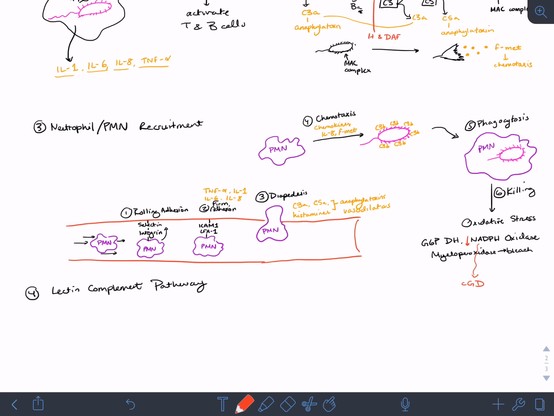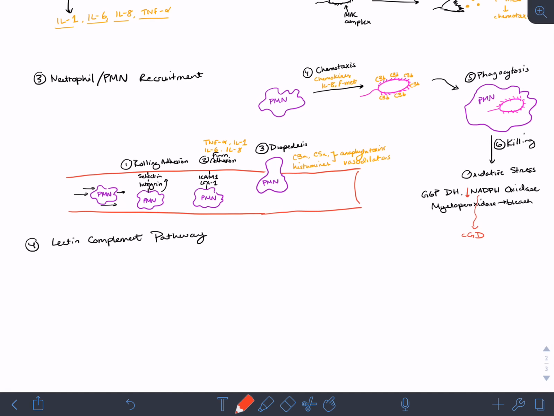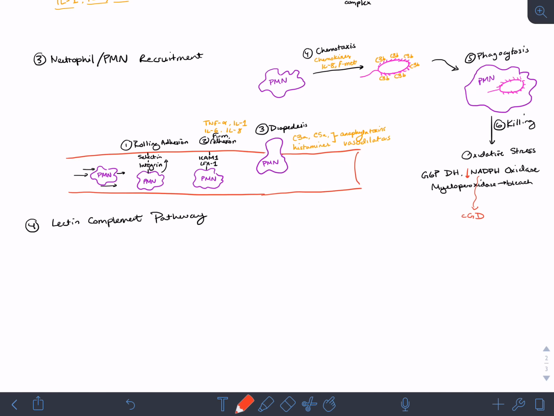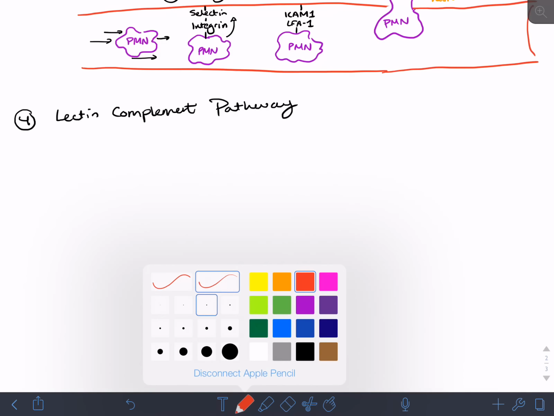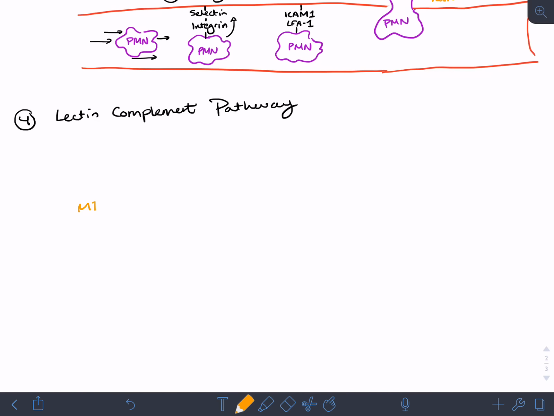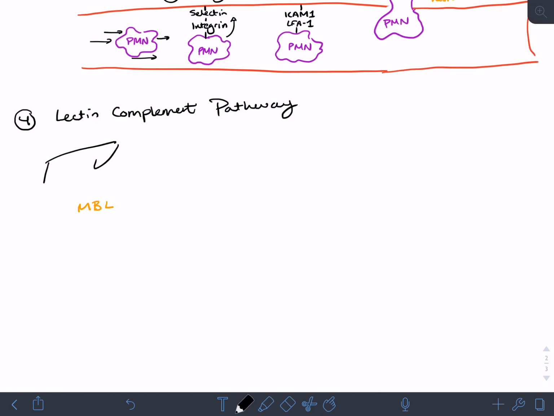Okay? Now, we said that at the same time that neutrophils are going to kill the bacteria, you're going to have the lectin complement pathway. The reason the lectin complement pathway happens after the alternate complement pathway is because in order to start the lectin complement pathway, you need a molecule called mannose binding lectin. And in order to generate mannose binding lectin, this needs to be generated from the liver. Okay? In order to generate it from the liver, you need a cytokine called IL-6.